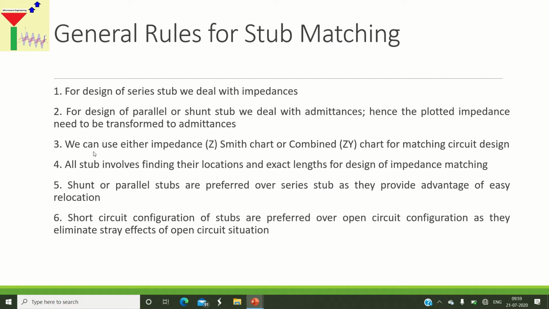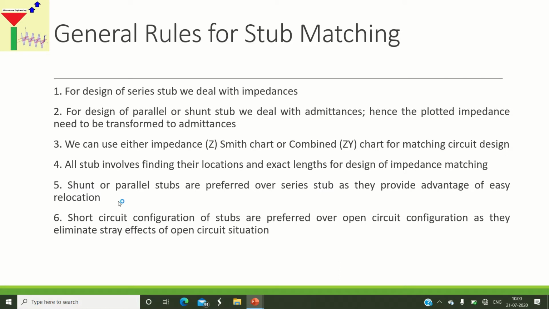So in order to design the matching circuit using stub, you can make use of either impedance chart or combine ZY chart. Okay, all the stuff involves finding their locations and exact length for the design of impedance matching. So as I already discussed, the exact meaning of stub design is that we need to find the exact location of that stub and then we need to find the length of that particular stub, right? So here again I am explaining the reason why shunt or parallel stubs are preferred over series stub, because they provide the advantage of easy relocation.